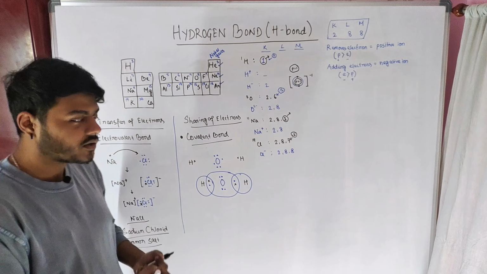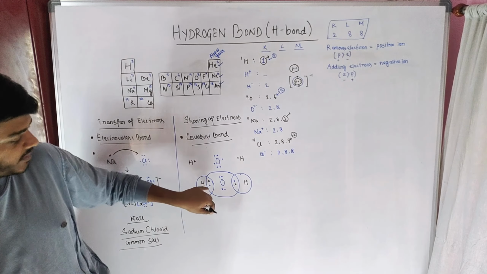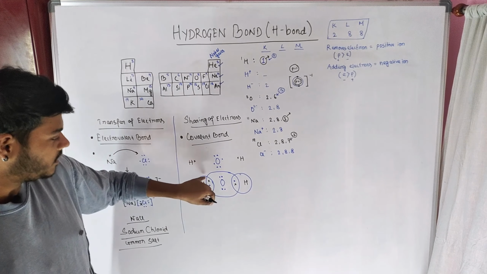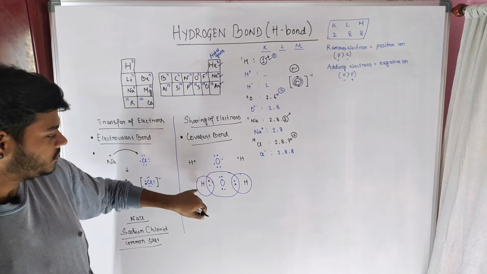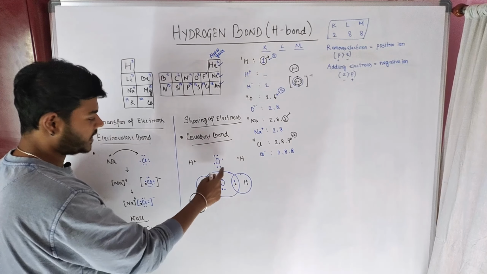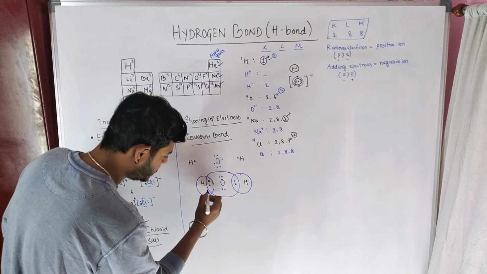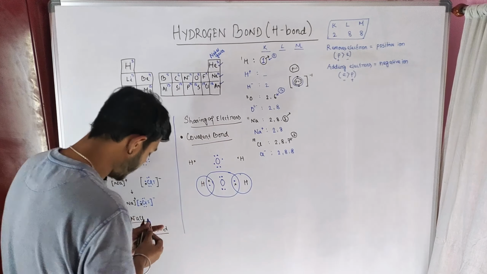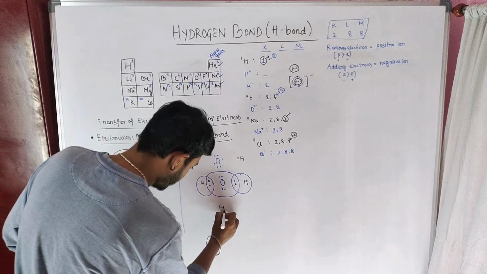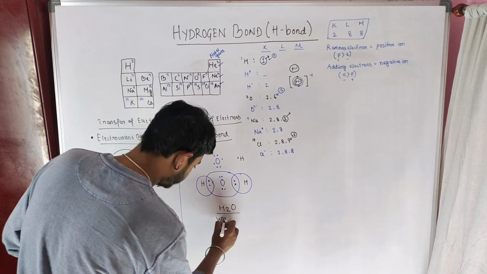So when an electron is shared, we take into count the shared pair for the complete atom. So hydrogen now has 2 electrons. This hydrogen also has 2, and oxygen has a total of 8. So this is 1 oxygen and 2 hydrogen. So what is the compound here? H2O, that is water.